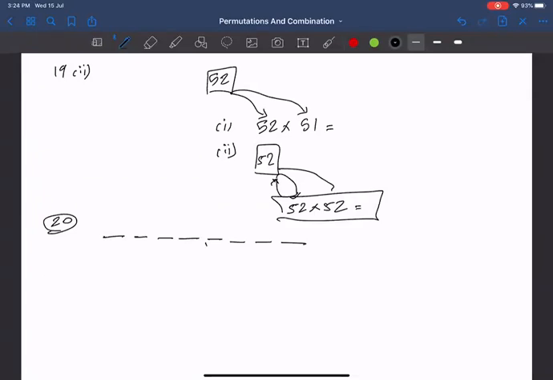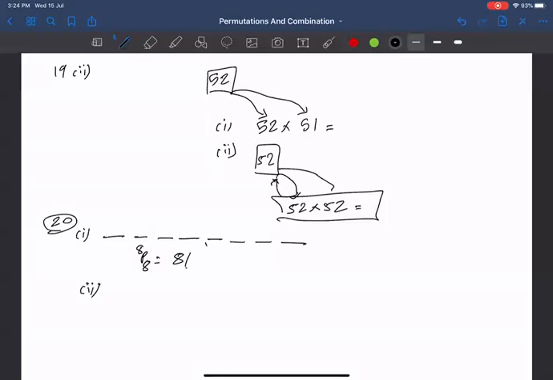How many ways can you arrange 10 people in a line? If you remember, we have done that. How many ways can this be arranged? 8 people, so 8 factorial. 8P8, if you remember, which is 8 factorial.